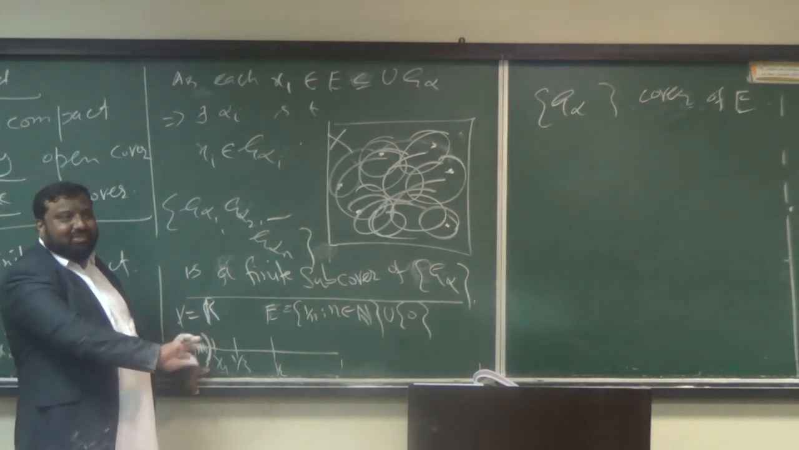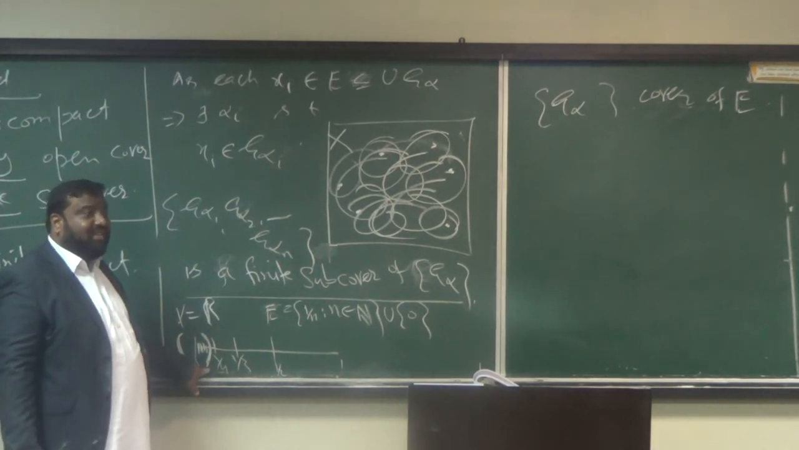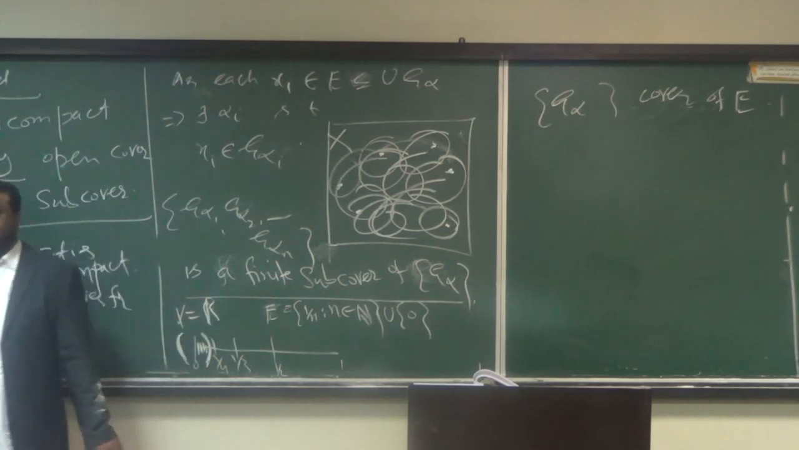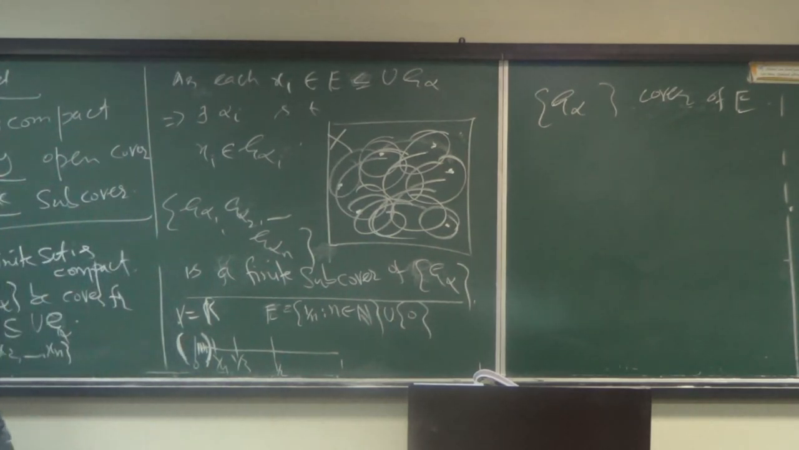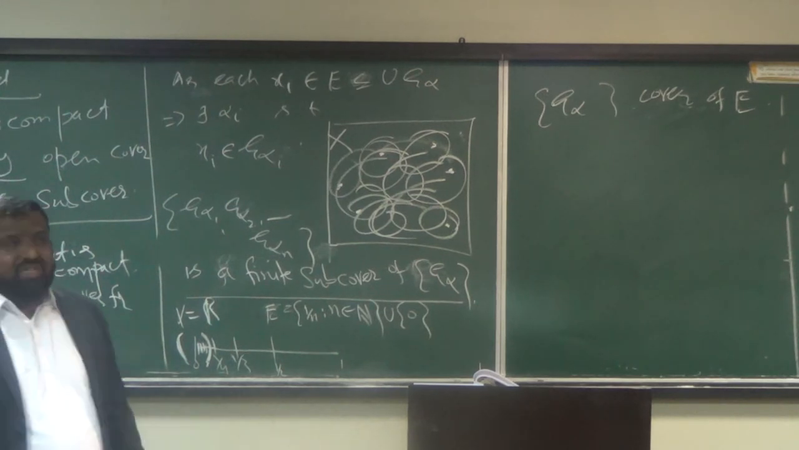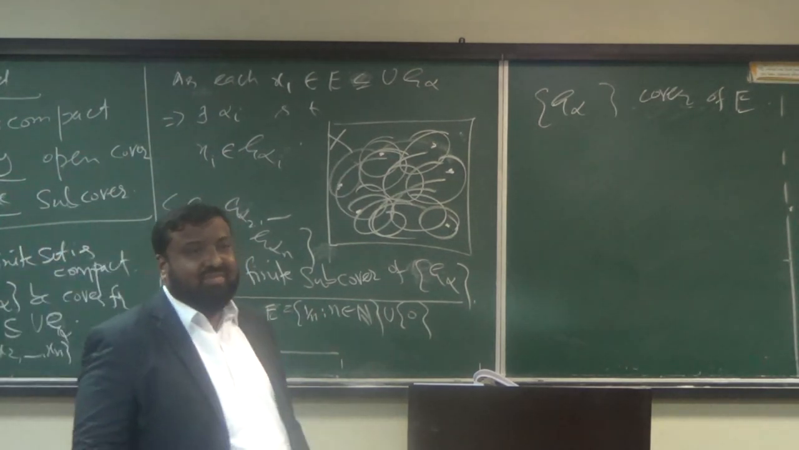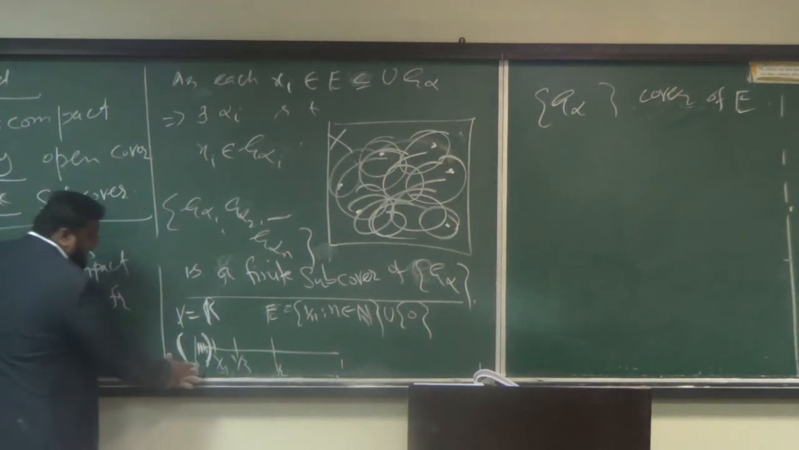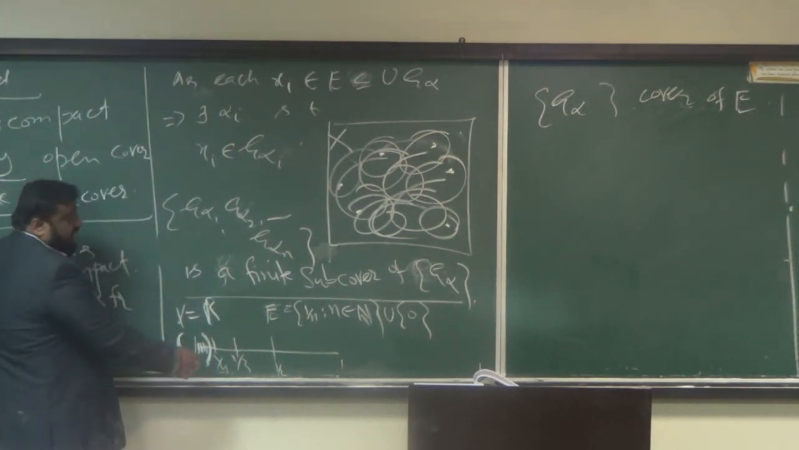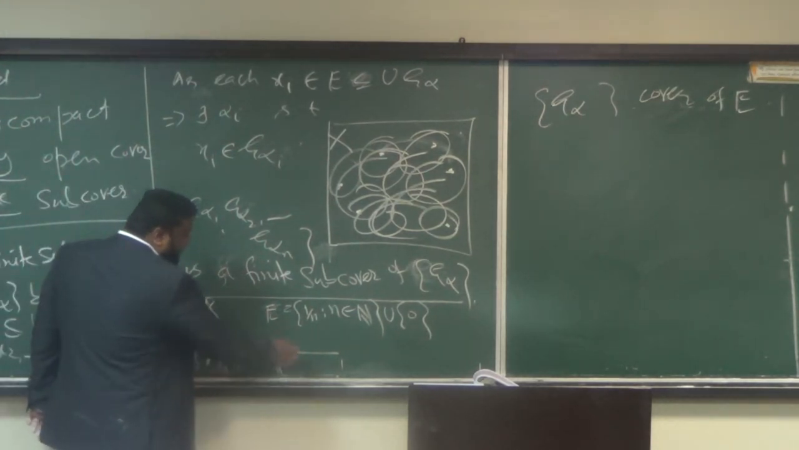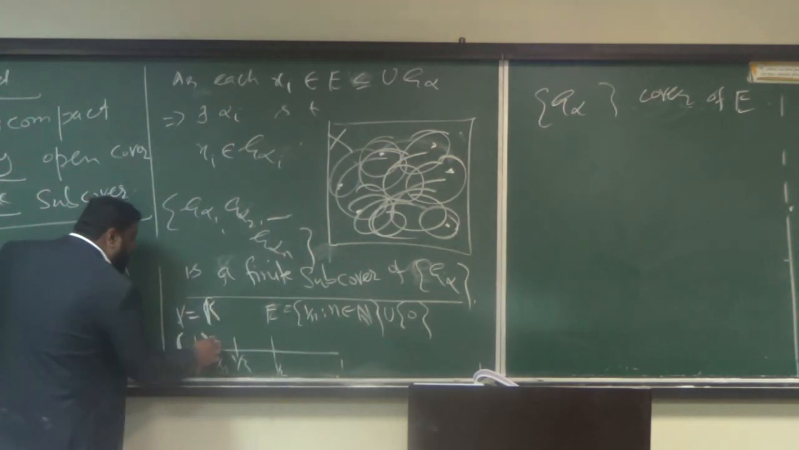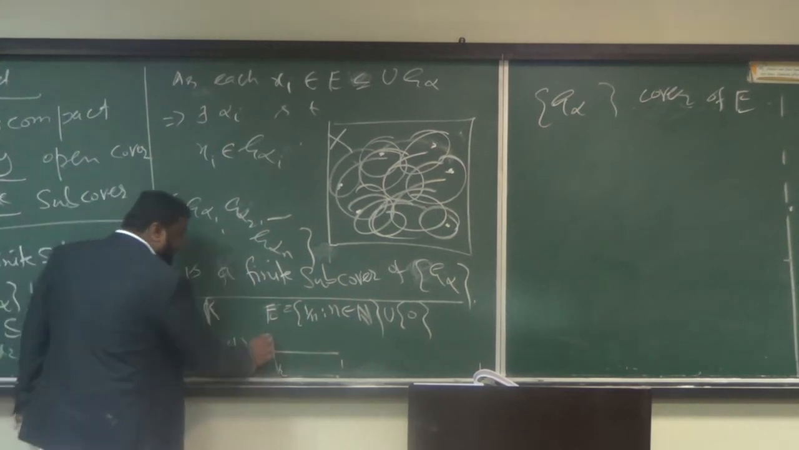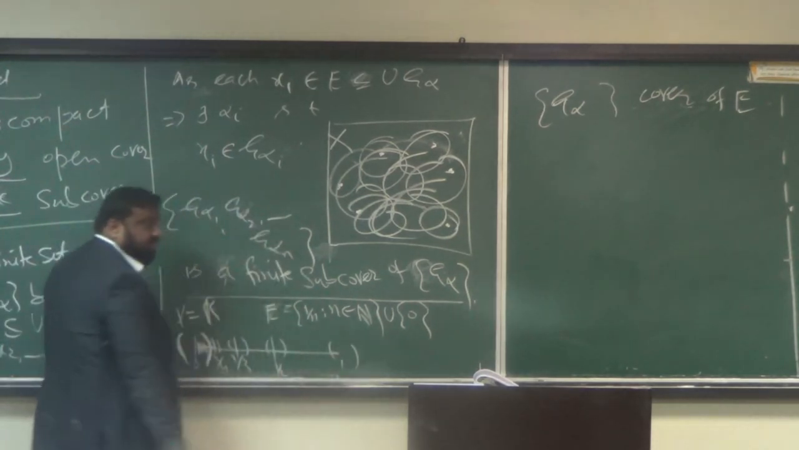Yes, sir. Basically, can't we cover it with just one neighborhood? Which is that neighborhood? Give me that neighborhood which covers everything. Sir, for any epsilon. My point is this: take this neighborhood. And since all these points are covered by G alpha, there must be an element here which covers this, and which covers this, and which covers this, and which covers this.